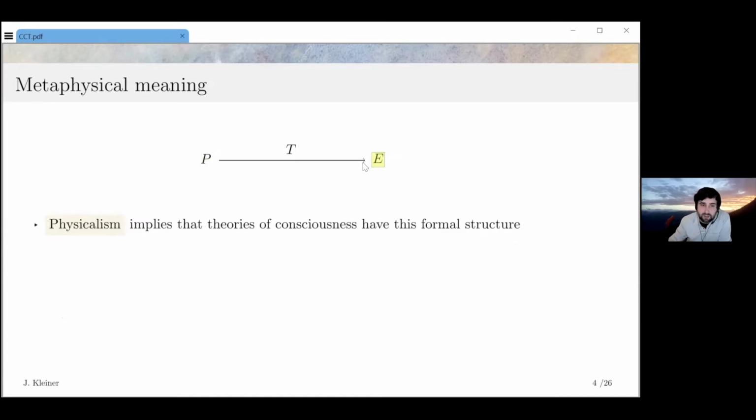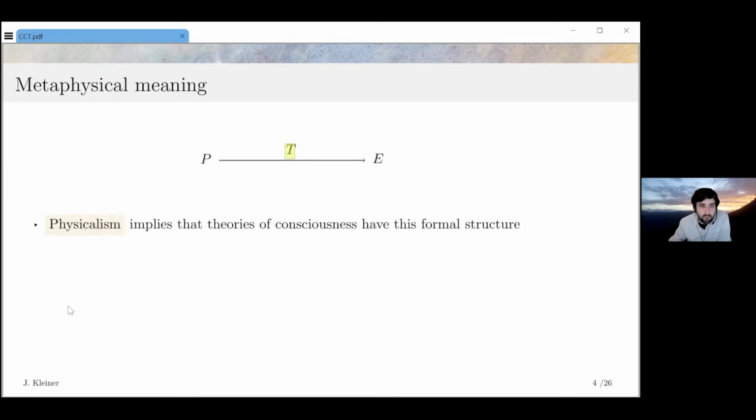The map is indicated by a little arrow here. Well, the reason we see this structure so much is because you can actually show that physicalism implies that theories of consciousness have to have this formal structure. And in this case, he would really describe, so physicalism very roughly says that consciousness supervenes on the physical.